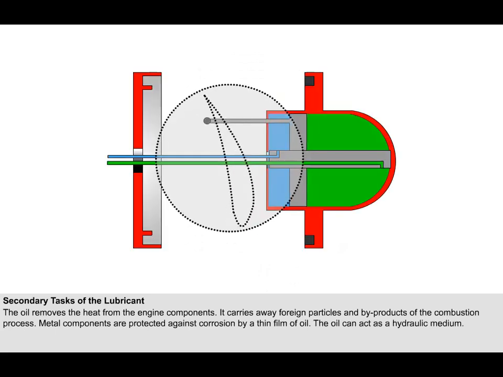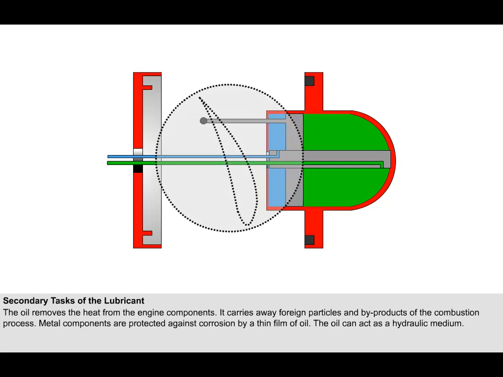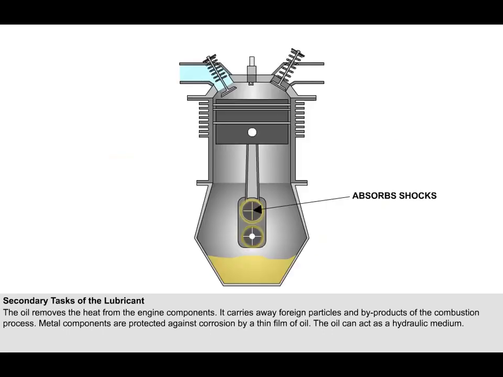The oil can act as a hydraulic medium. It can be used for this function in two ways. Firstly, it can provide the hydraulic power source for the operation of various components on the engine, such as a variable pitch propeller. Operation of the variable pitch propeller is fully explained in the lesson on propellers. Secondly, it also acts as a hydraulic shock absorber, reducing the shock loading between the shafts and bearings in the engine, thus reducing vibration.